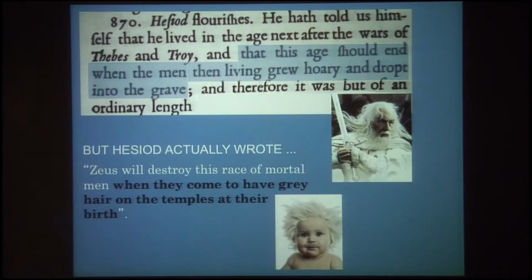Is that what Hesiod said? No. This is what Hesiod said. Zeus will destroy the race of mortal men when they come to have gray hair on the temples at their birth. But Newton will not allow anything that is outside what he thinks of as the course of nature. Miracles, except a few, are out, and especially anything that dates from the pagan past, any remarks from the pagan past. So this is not a typical example of things.